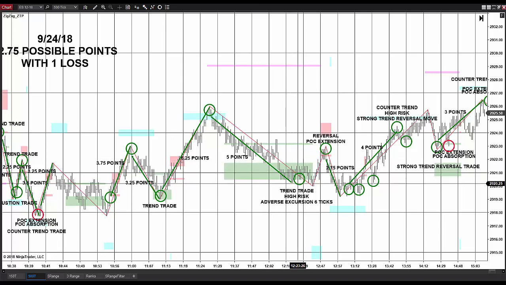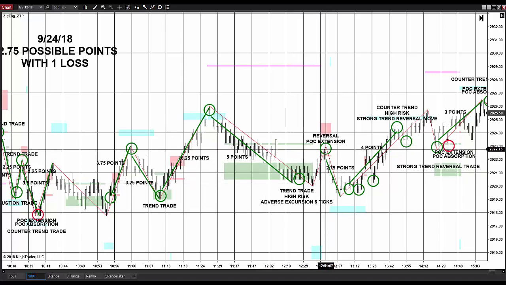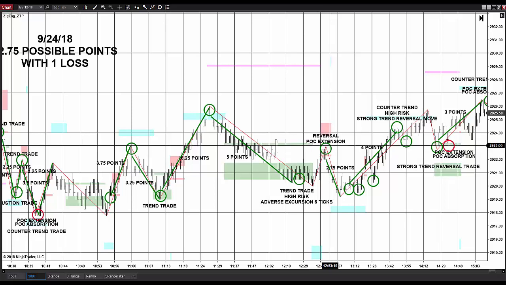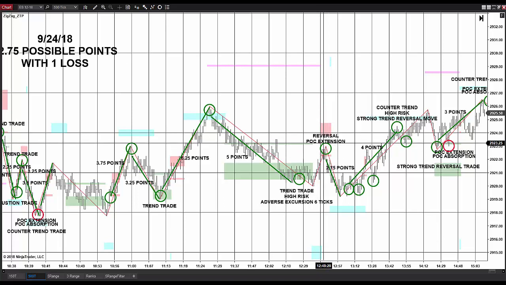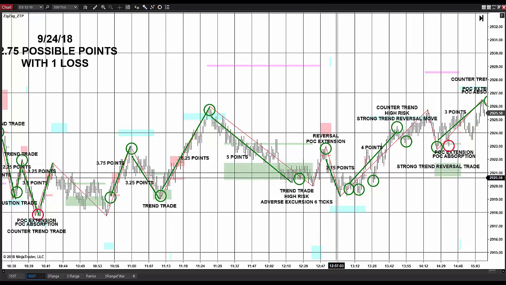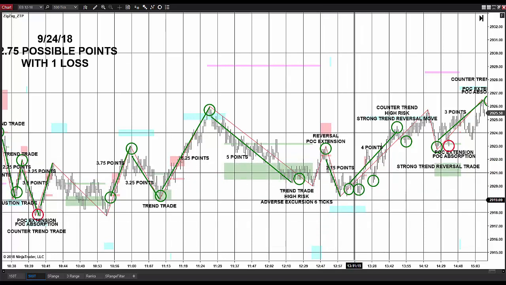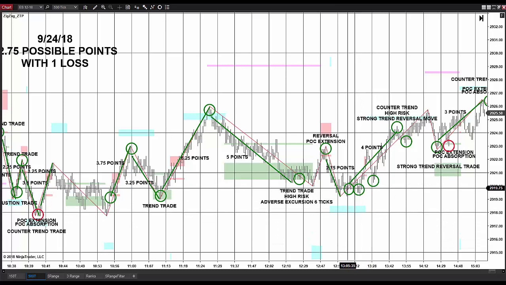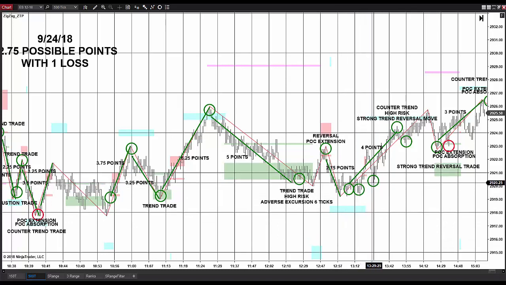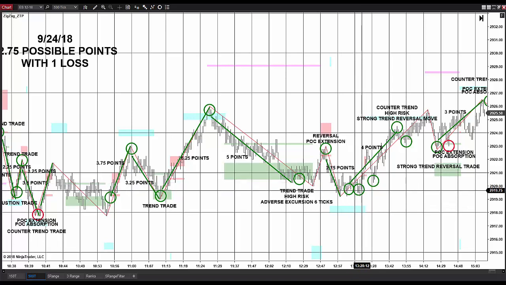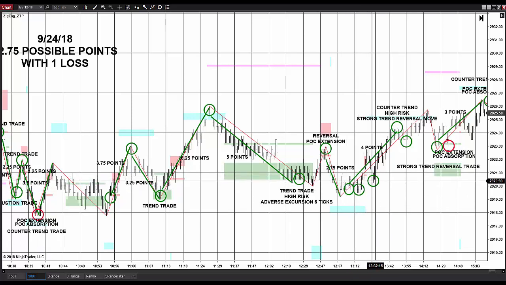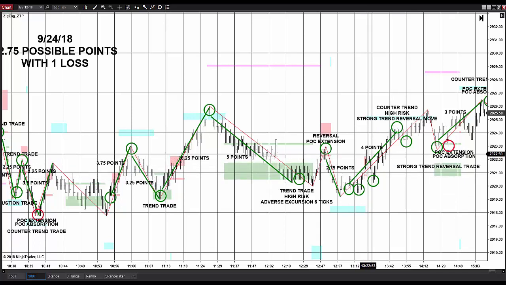However, because of the trend trade with adverse excursion, I am then looking for a reversal trade, and the reversal trade had both the trading signal along with a POC extension, and that trade was good for 2.75 points. Down here at the counter trend trade, we developed not one, not two, but 3 trading signals down here at the low. And this would have been an excellent area to add to the trade, because we would see that we'd had a failed trend trade right there with no signal.